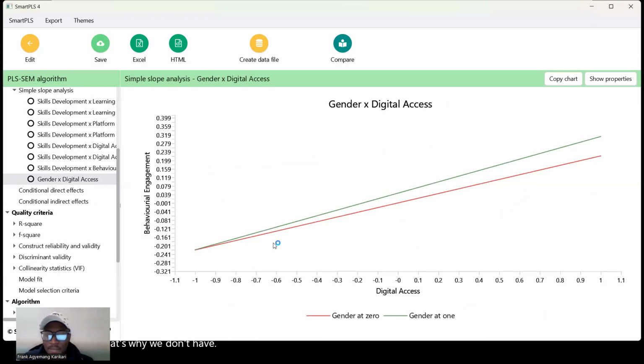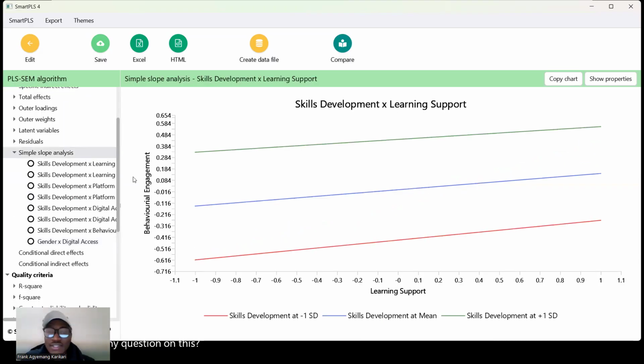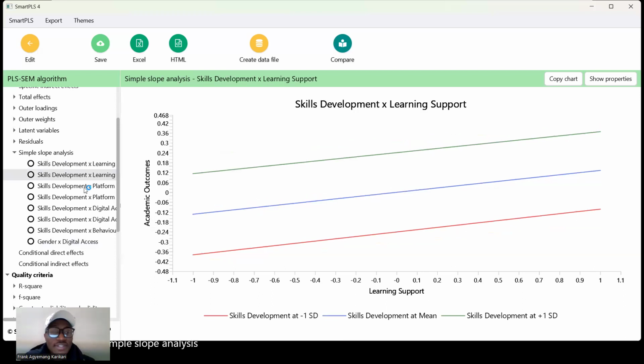So here, this is gender, the categorical variable, right? Moderating data access and then behavioral engagement. So gender at 0, this is it, and then at 1, you're going to have it becoming less steep, all right? So this is a simple slope analysis. Any question on this? Simple slope analysis.